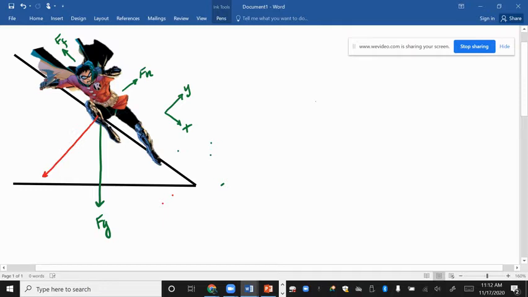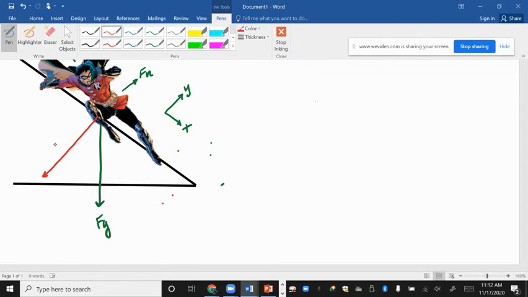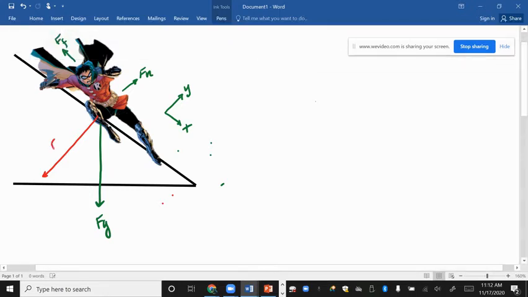All right, so there's my force there. And then that would be my FGY. And then let's go blue for FGX. All right, so FGX. Now when I want to evaluate what's going on, I care about the angle. So normally our angle here is theta.